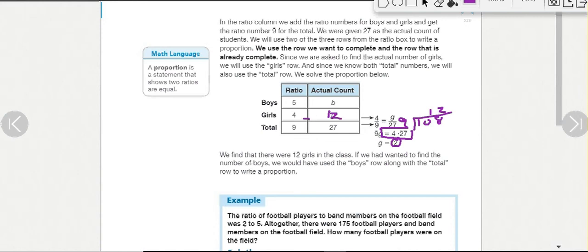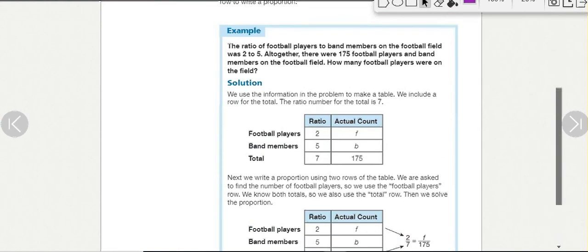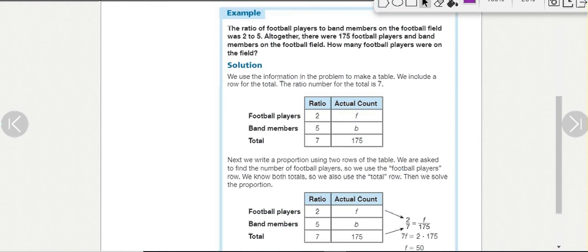We used a proportion to solve. If we wanted to find the number of boys, we would have used the boys row with the total and matched up everything the way it should be. In a football player example, you have football players to band members 2 to 5. Notice how they set up their ratio box. Order is important. They follow football players to band members 2 over 5.